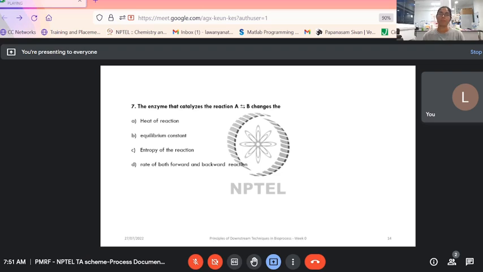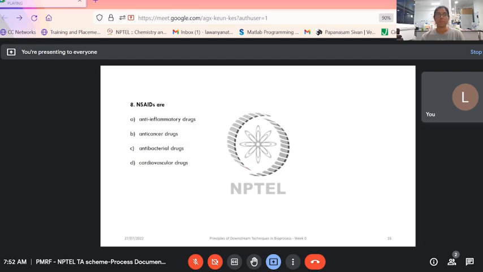Alright, so the primary use of enzymes is to increase the rate of reaction, decrease the activation energy so that the rate of the reaction is increased. But since this is a reversible reaction, the rate of both the forward as well as backward reaction is going to be increased. That is the parameter that's going to be changed in all of the options here. There was the answer.